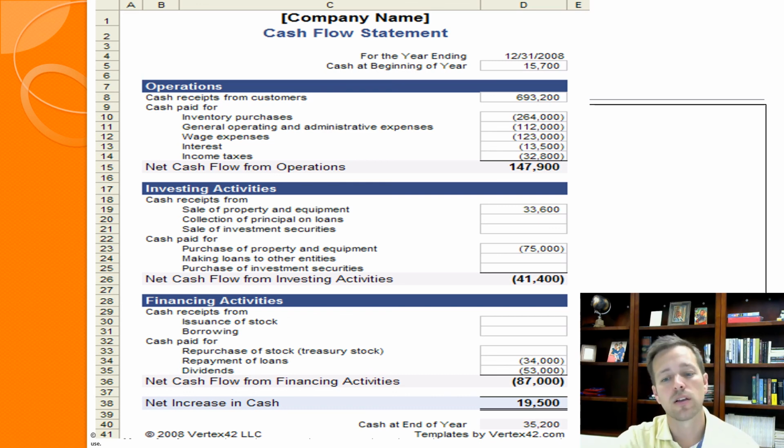Then we can calculate our total cash position, and that is done by adding up our cash at the beginning of the year, $15,700, with our net increase in cash, $19,500, for a grand total of $35,200 in cash at the end of 2008.